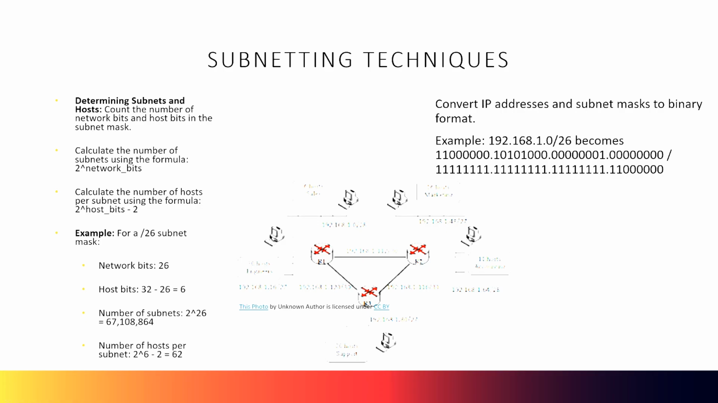Subnetting techniques. Usually there's a conversion from the address to binary, and here's an example. Determining subnets and hosts, you would count the number of network bits and host bits in the subnet mask. To calculate the number of subnets, you would use a formula here, and then calculate the number of hosts per subnet. There's this formula here, and below I have outlined an example.